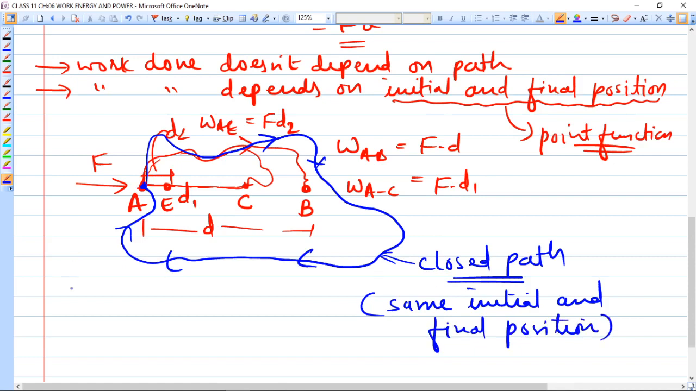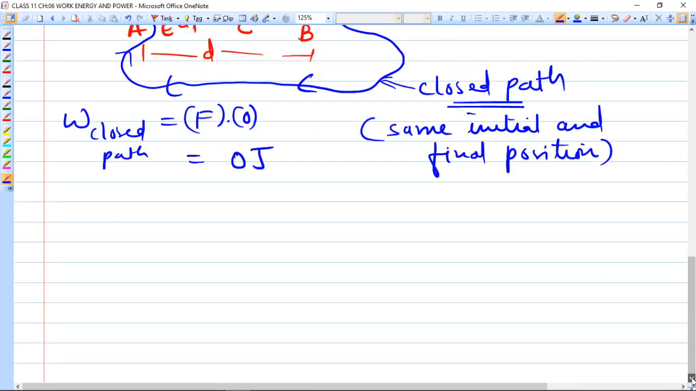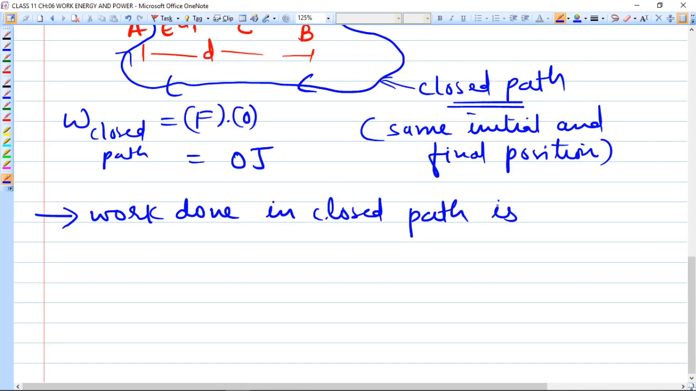And what will be the work done? W closed path is equal to force into displacement. Now initial and final position are the same, that's why displacement is 0. So what will be your answer? 0 joule. Clear or not? Here, what we get is the work done in closed path is 0. Please note it very carefully.